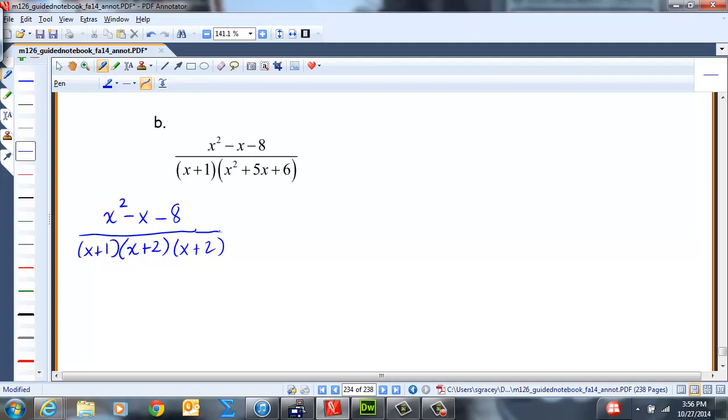So now I see that I have x plus 3 right here. I have 3 non-repeated linear factors. So just go over here, a1 over x plus 1, and then plus a2 over x plus 2, plus a3 over x plus 3. So you guys go ahead and start working on a common denominator, and pause the movie and see how you do with that part.